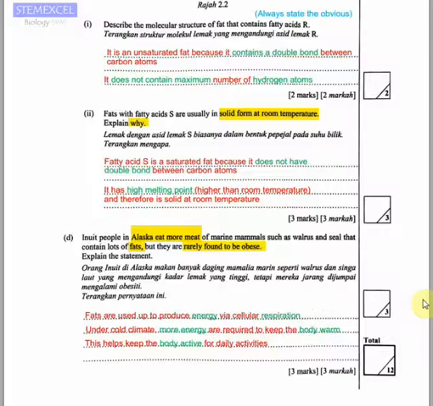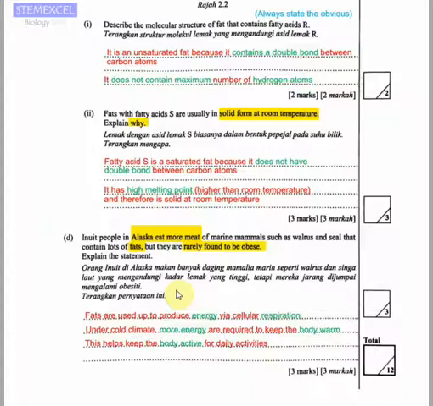Next part, here they are talking about people in Alaska who eat more meat, which contains lots of fats. However, they are not normally obese. How do you explain this? You're given 3 marks. You must remember that people in Alaska live in a pretty cold environment. So that definitely has something to do with the obesity that is being observed.